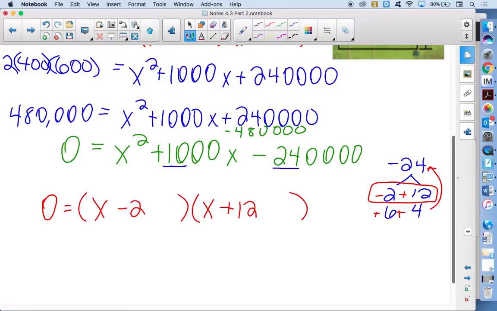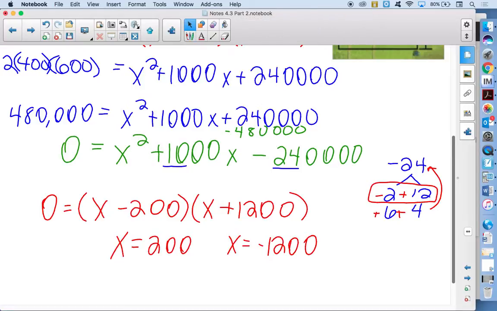If I have 4 zeros in 240,000, you need to make sure you're plugging those zeros back into your problem. So it becomes 200 and 1,200. So you can factor large values that have a whole bunch of zeros just by taking the zeros out and thinking of it as 24 and 10, and then adding them back into your answer. So x would be 200, and x is also negative 1,200.